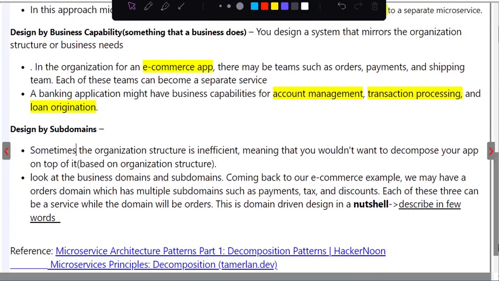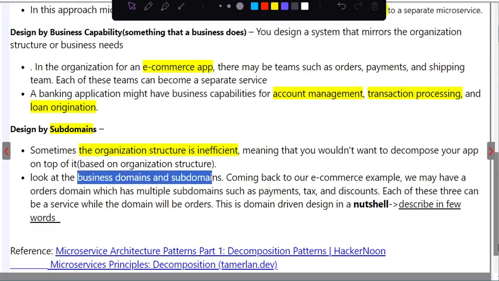Next is design by subdomains. Sometimes the organization structure is inefficient. In that scenario, we divide the business problem in the form of subdomains, meaning you decompose by looking at the business domains and subdomains. The domain is the main function the organization is working on, and a subdomain is a part of it.